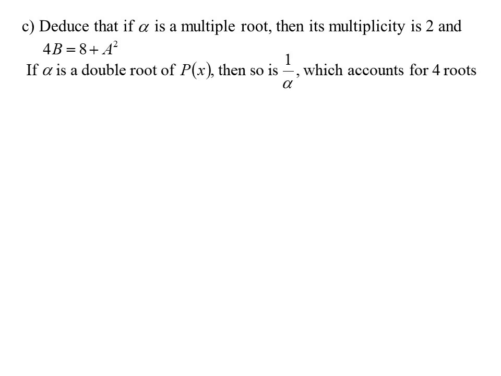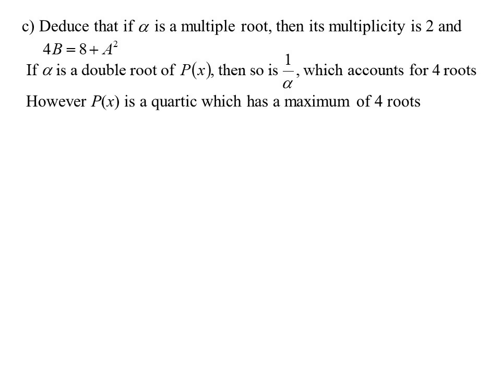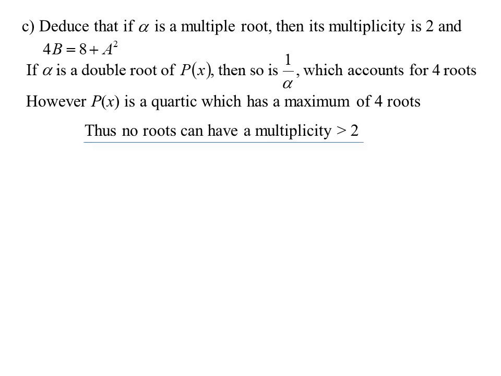Well, we just said if alpha is a root, so is 1 on alpha. So every time we see alpha, we see 1 on alpha. But if we're saying alpha is a multiple root, then so must 1 on alpha. Because every time we see alpha, we see 1 on alpha. Well, if it's a double root, let's say it's a double root, then 1 on alpha would also be a double root. And there's 4 roots. But this is a quartic. And a quartic can't have more than 4 roots. Well, therefore, you can't have multiplicity of more than 2 then. So if it has got a multiple root, it's got to be a double root. It can't be anything else.